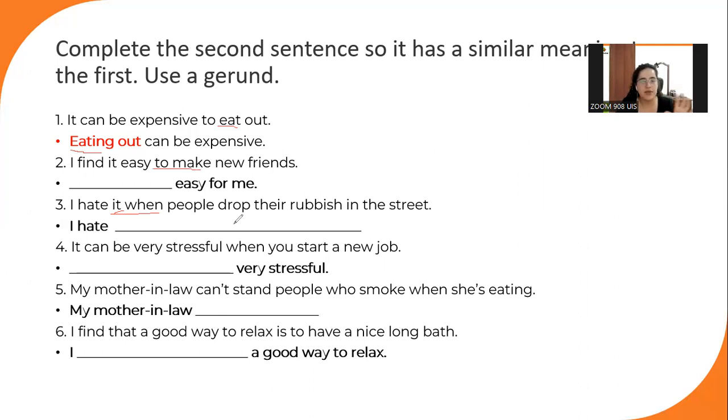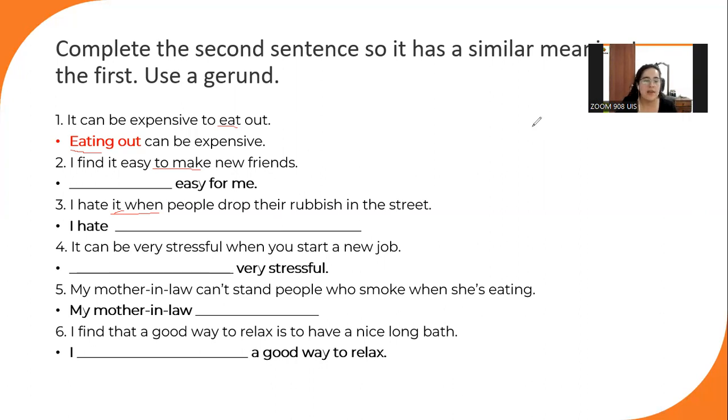Yes, it's a bit more clear. Natalia, I saw your hand. No, teacher. Okay, good. Let's continue with number 4. Ya lo hicimos, ¿no? Starting a new job can be stressful. Okay. Number 5 is: my mother-in-law can't stand people.